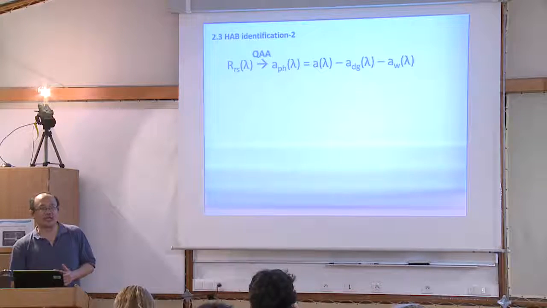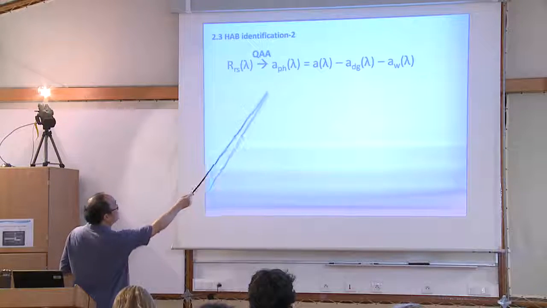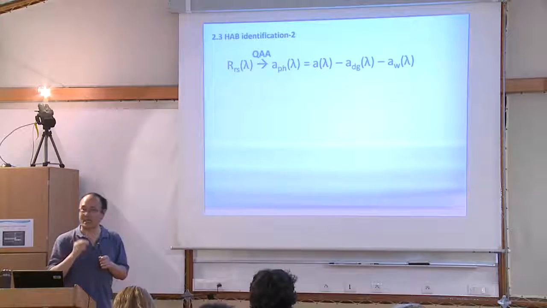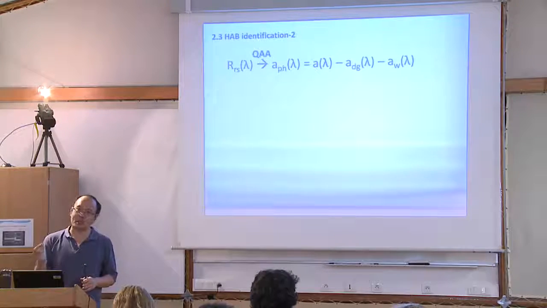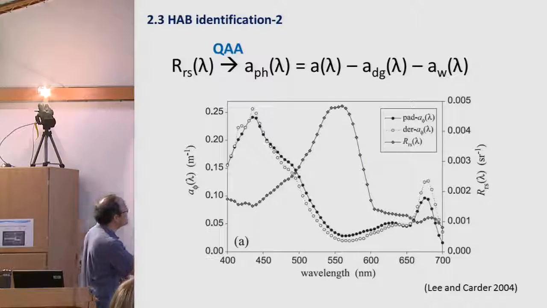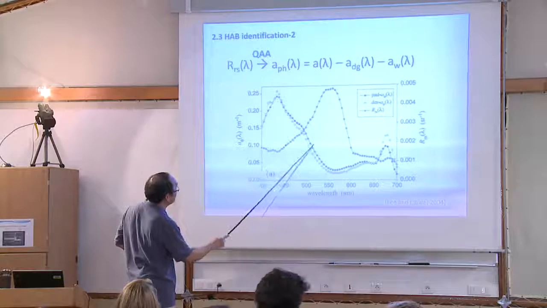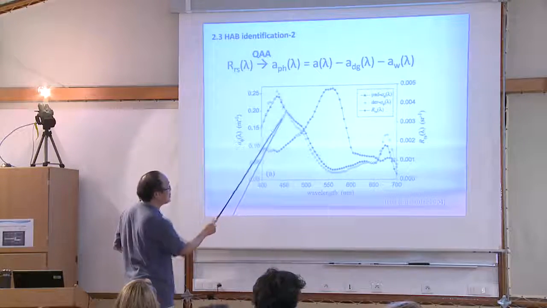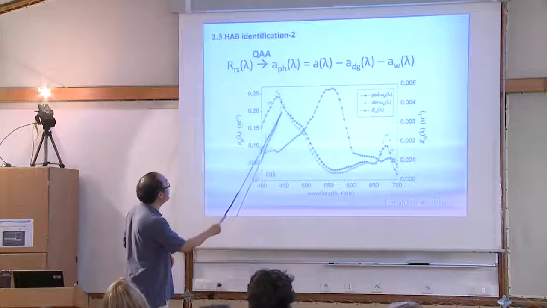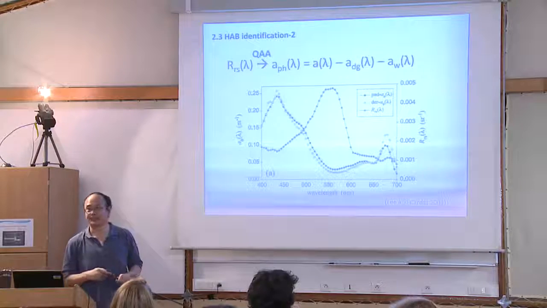Here's another way to do this, for IOPs. From remote sensing reflectance, as I showed, we can get the APH spectral shape. From the APH spectral shape, here's a validation. Here, remote sensing reflectance. The solid curve is the measured APH spectrum. The open symbols are APH derived from this remote sensing reflectance.